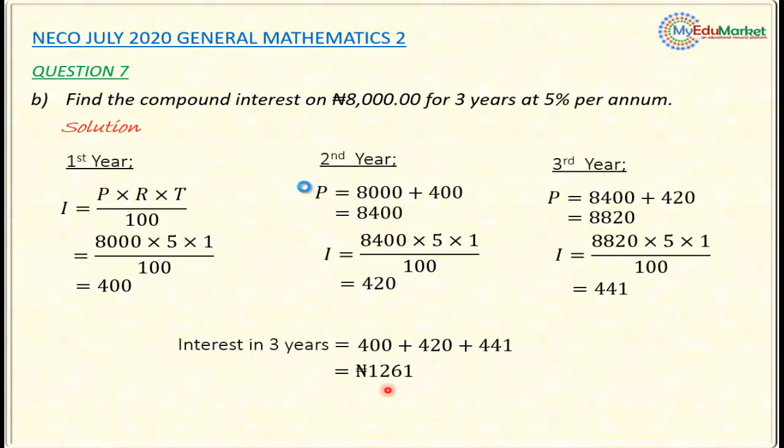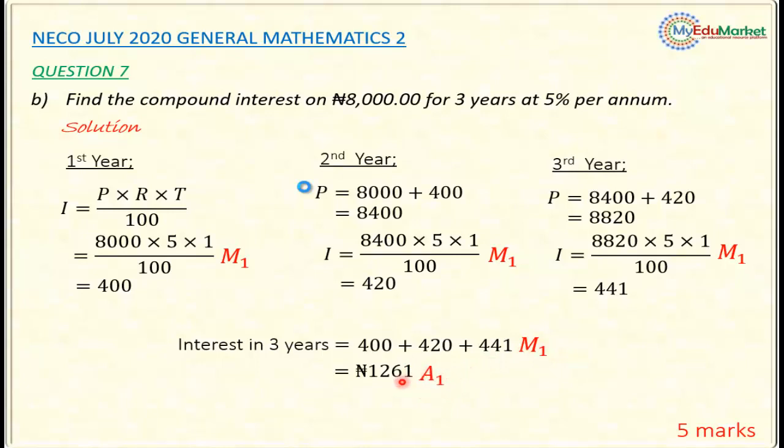So next is to just give you the mark distribution for this according to the NECO official marking scheme. And the very first mark is for finding the interest in the first year. The next mark is a method mark, also finding the interest in the second year. And the next mark is another method mark, finding the interest in the third year. So the next mark is for adding those interests in first, second and third year. You have another method mark, and the final mark is the accuracy mark.